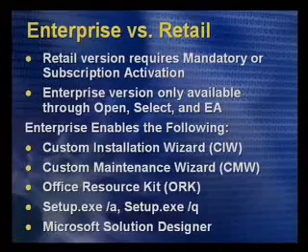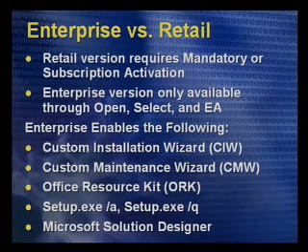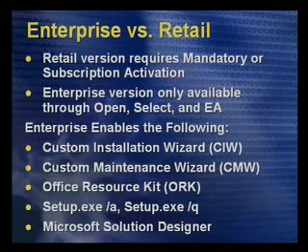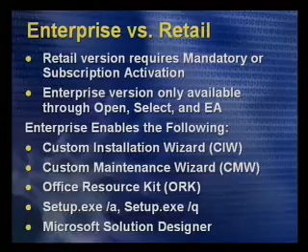So let's go ahead and jump into what it means to be enterprise versus retail. In Office 2000, we had one SKU that shipped to all of our customers. In Office 10, we now have a difference between the enterprise SKU and the retail SKU. The retail version is going to require mandatory or subscription activation. So if you were to buy a package off the shelf, it's going to require the user, let's say for a perpetual product, to either connect to the web and connect to Microsoft, or call a Microsoft customer service representative to get an activation key. Once that happens, they'll be able to use the product perpetually.